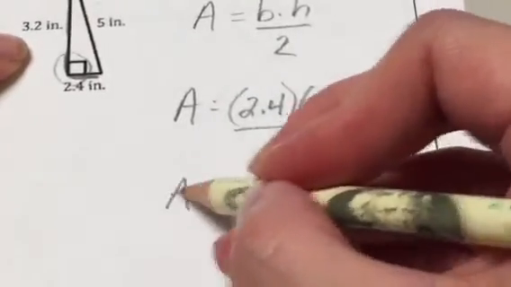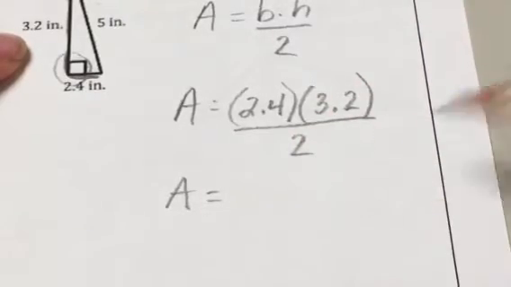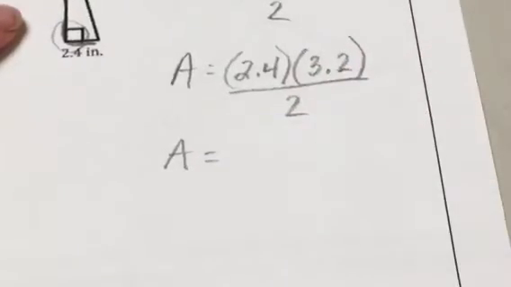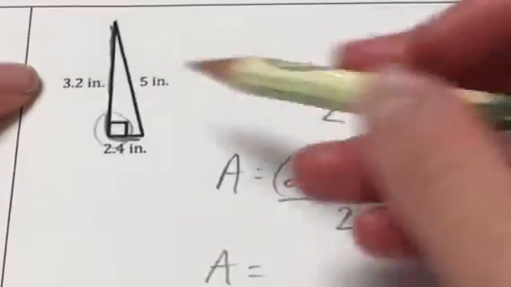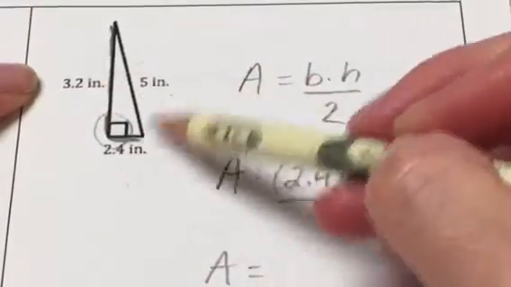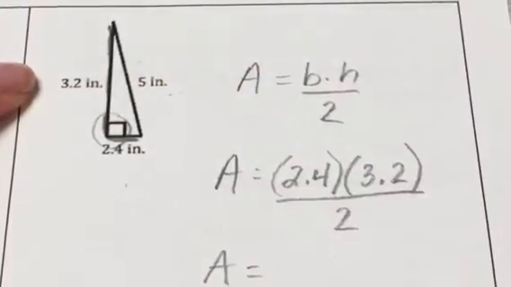I'm going to let you guys continue and figure out what this one works out to be. Okay, when you find perimeter, you're just adding all the sides of the triangle. So pause the video and finish that.